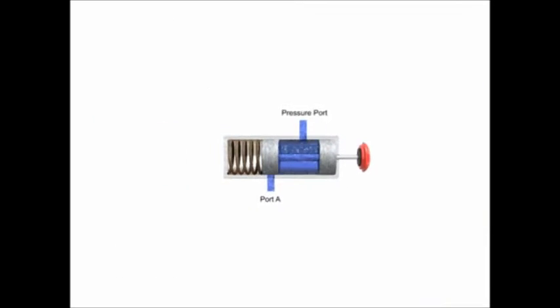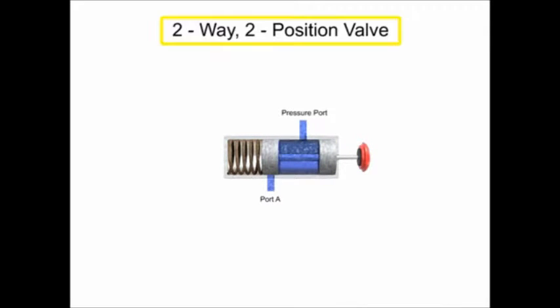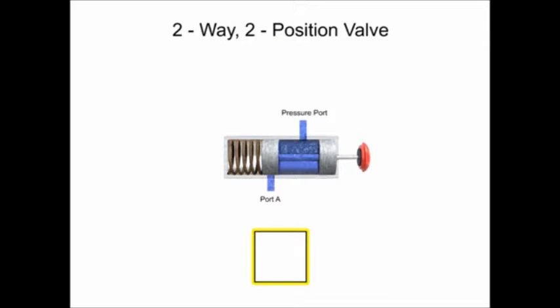Here is a similar valve to the one previously shown. It has two ports and two positions. So it is also a two-way, two-position valve. To illustrate the differences with this valve, let's build its graphic symbol.